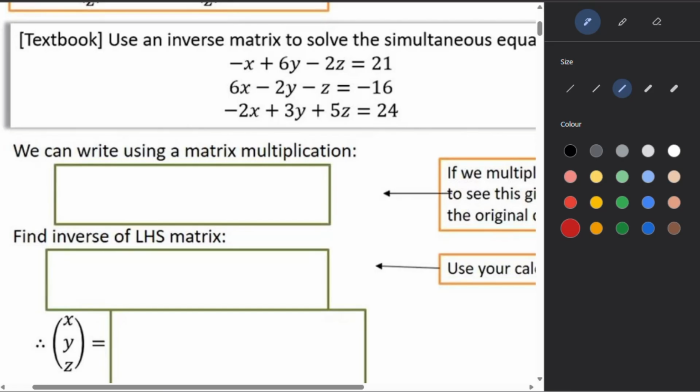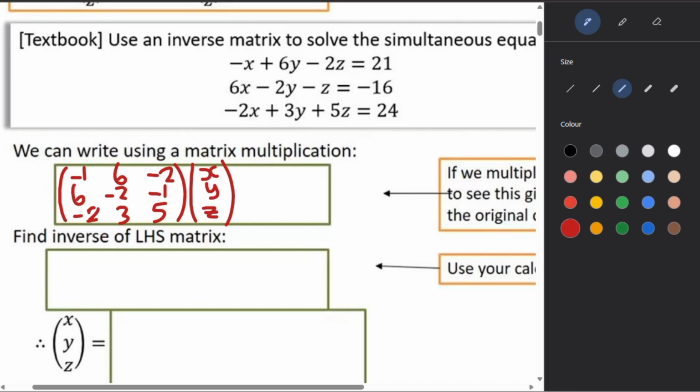What I'm going to do first is write a matrix out with the coefficients of x, y, and z. I have minus x, so that will become a minus 1, and then 6y will just become a 6, and then minus 2 because I've got minus 2z. Then the next row is 6, minus 2, and minus 1, and then minus 2, 3, and 5 in the last row. Then I'm going to write that multiplied by this matrix here, x, y, z. I'm hoping we should be able to spot that if I multiply that out, that would give me the left-hand side of all three of those equations.